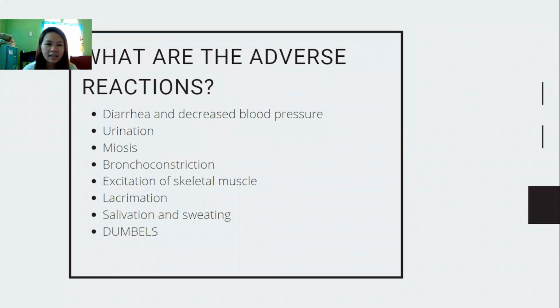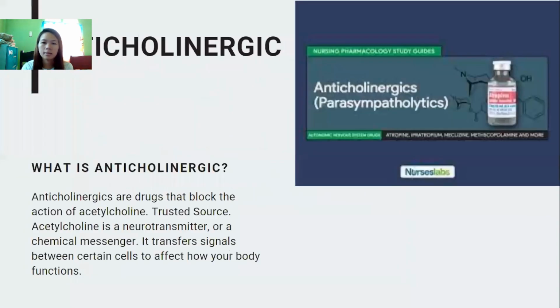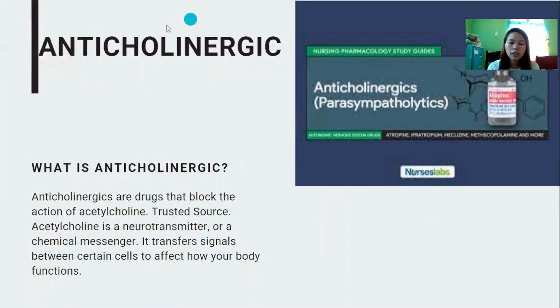So what are the adverse reactions? Diarrhea and decreased blood pressure, urination, miosis, bronchoconstriction, excitation of skeletal muscle, lacrimation, salivation and sweating. So let's proceed to anticholinergics.